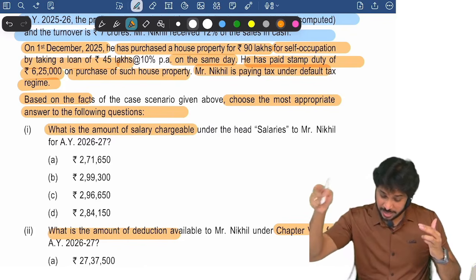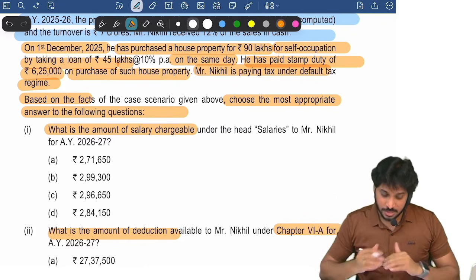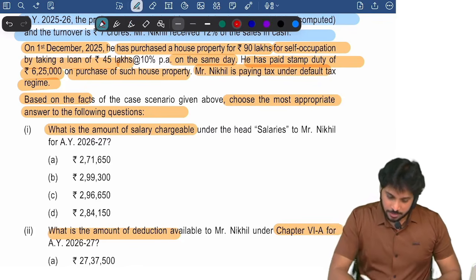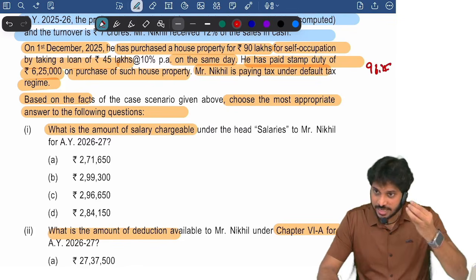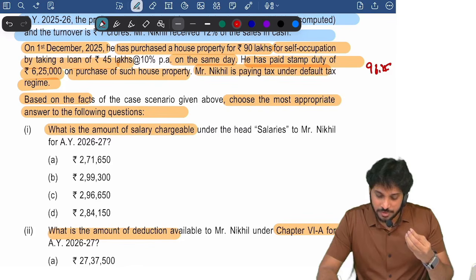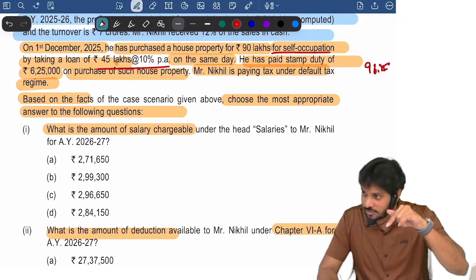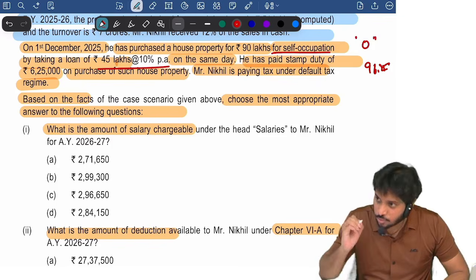Okay, house property income we need to compute. House property income and self-occupation they said. So cost of acquisition from capital gain point of view 96.25. That's cost of acquisition. 90 lakhs is house property cost. 6.25 is registration. Total 96.25. Correct? Moreover, he paid interest and it's a self-occupied under default tax regime. NAV is equal to 0 and you can't claim any interest. Therefore, the effect is 0.